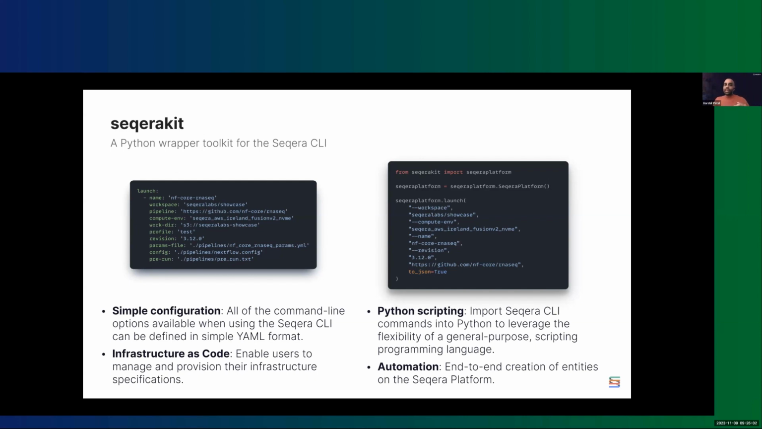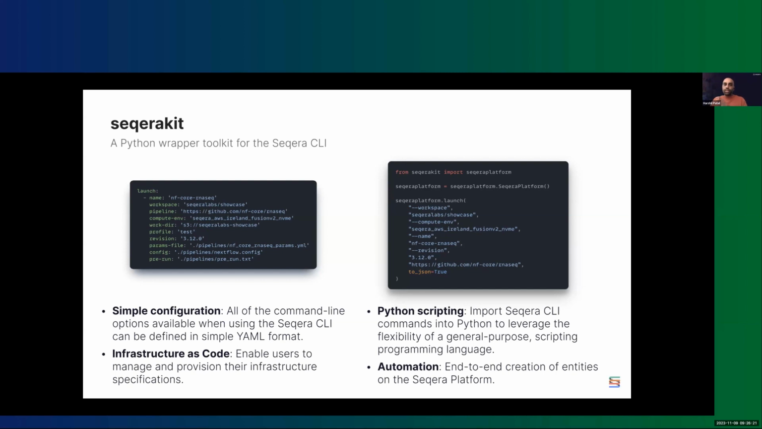For example, on the left there, I can launch a pipeline on the platform by specifying which pipeline I'd like to run, where I'd like to run it, and various other parameters that I'd like to set directly via a simple YAML interface. Again, it just makes it a lot easier and more intuitive to run these pipelines.